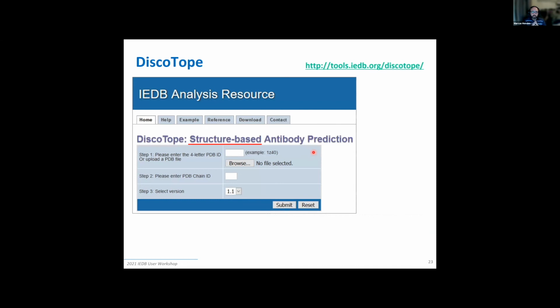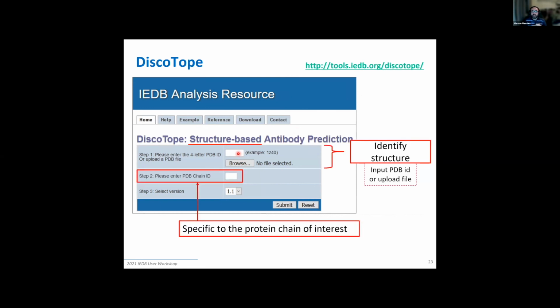And how to use it? For using DiscoTope, you need a PDB ID, or you need the PDB file on your computer. You can download it from the PDB website, or you can model the protein using a different tool and generate a PDB file. If your protein has more than one chain, you need to select which chain you want to work with. For example, if it has 2 chains, you need to select just one. So we need to know which chain we want to predict the epitopes for.